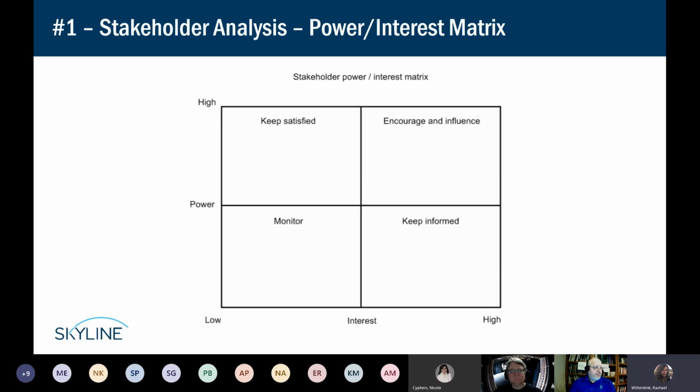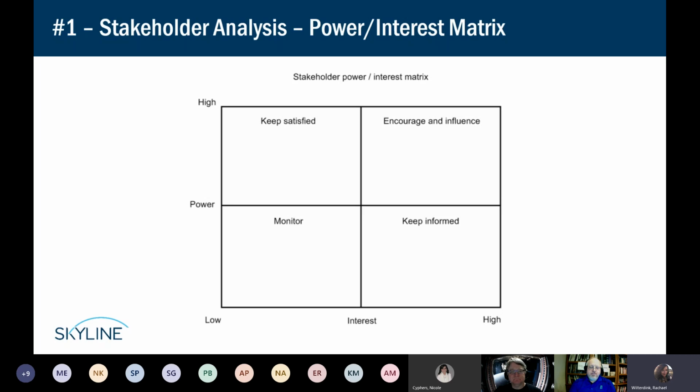But by charting out the stakeholders' power and interest, you can then determine who you need to simply keep informed, who you need to keep an eye on, who you need to really, really make happy, and who you need to exert influence over. So this is really easy to do. It doesn't take a lot of time. It's not overly complicated. But it's really just useful in figuring out who needs to know what, when, and why.